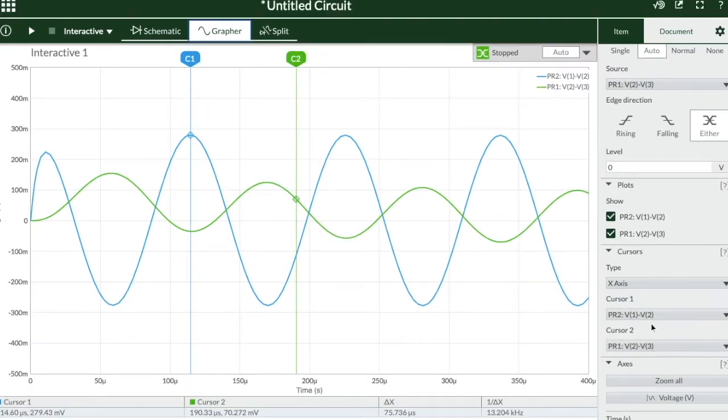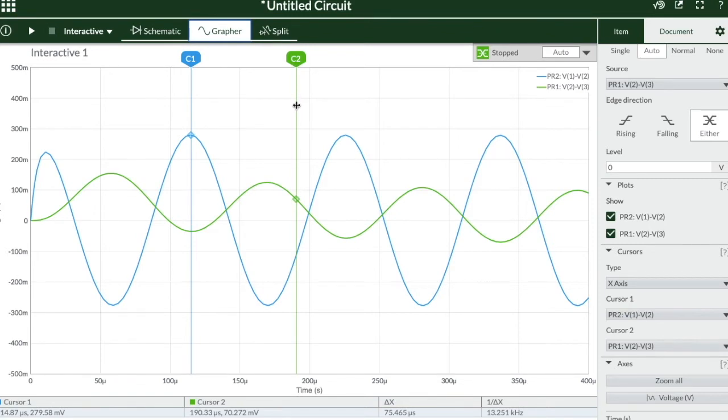C1 is selected to measure potential difference across the inductor, whereas C2 is selected to measure potential difference across the capacitor. C1 is at the peak of the blue curve, which gives us the value here 279.58 millivolt, and the time corresponding to that is 114.87 microsecond, which is indicated over here.